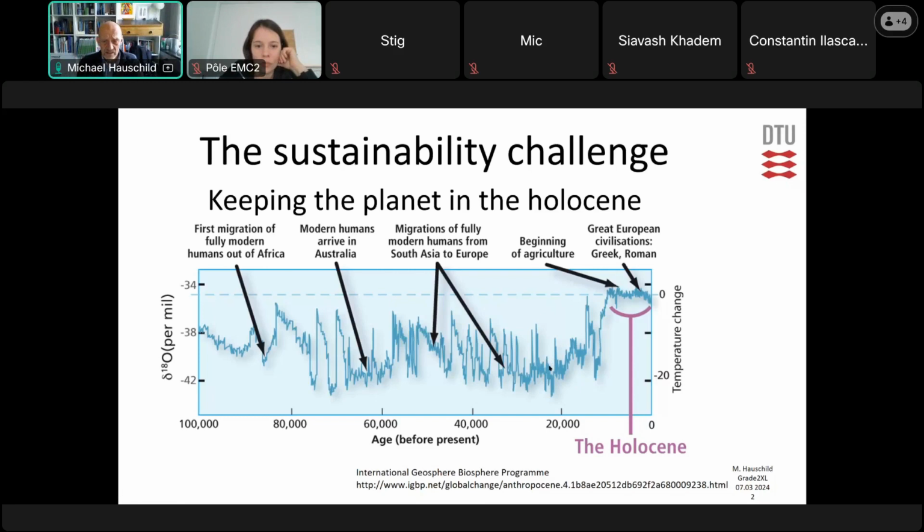Now, if you look at a slide like this or a graph like this, you will notice that the very, very stable climate that we have now and have enjoyed during the Holocene is not a given thing. Actually, if you look at this graph, you would say the normal situation on the planet is a very unstable climate. And this is also the case much before this 100,000 years ago.